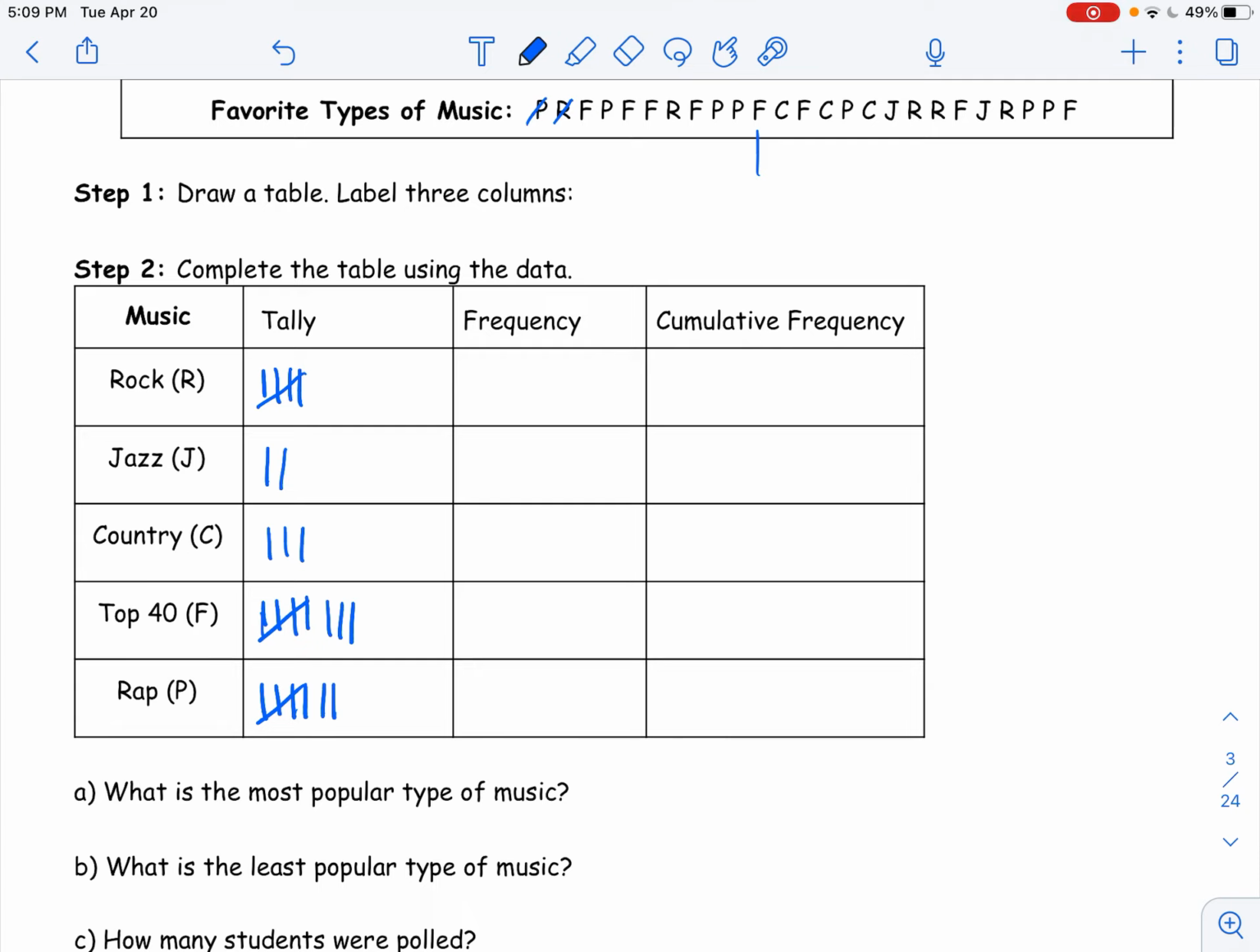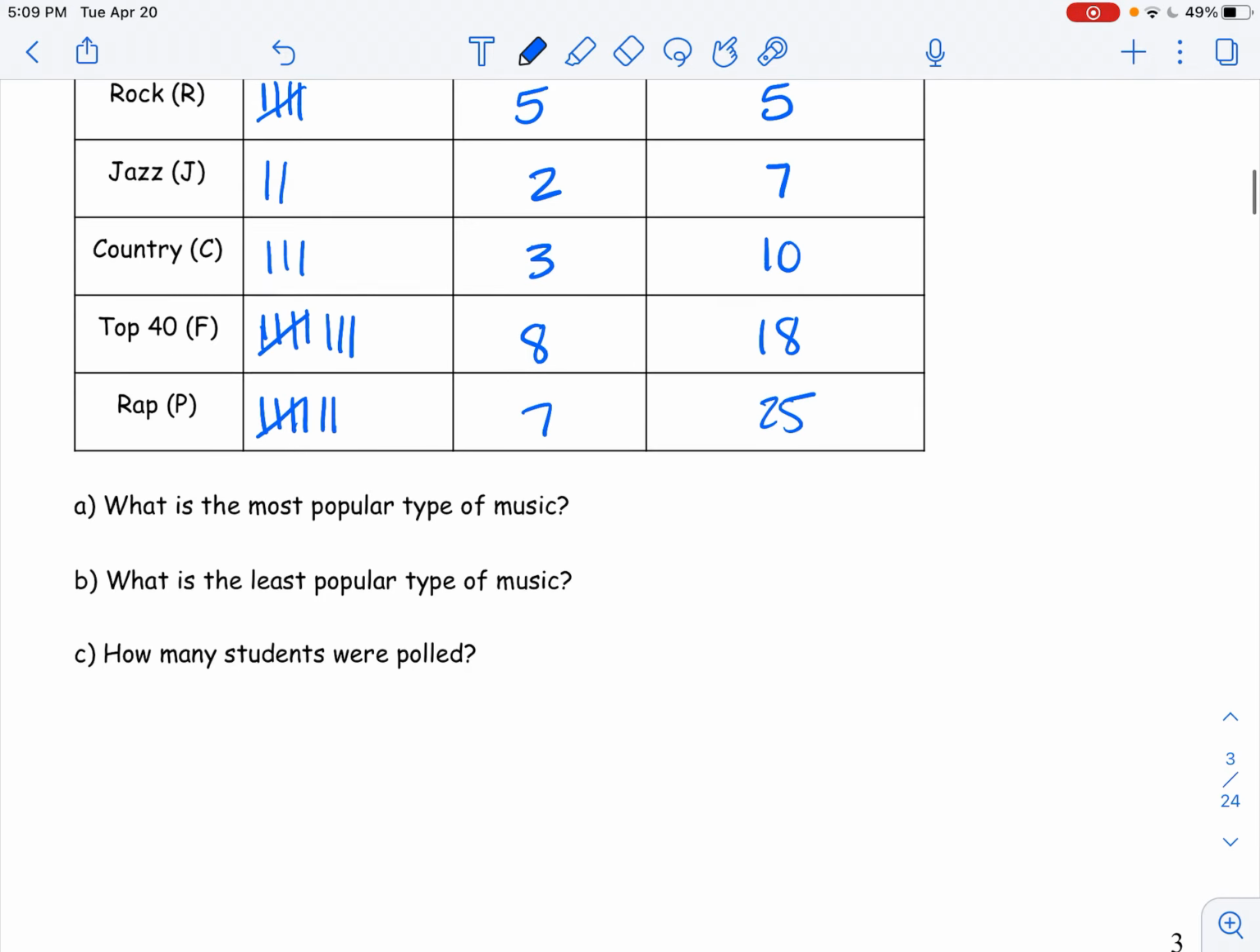Okay, I think I've got them all. So you can see that I've got 5 marks in the tally column for rock. So up to this point, I've counted 5. I have 2 for jazz, and so 5 and 2 make 7. You get this number by adding these two. I have 3 for country, and so that'll give me 10. 8 for top 40 brings me to 18, and 7 for rap. And so I have 25 total.